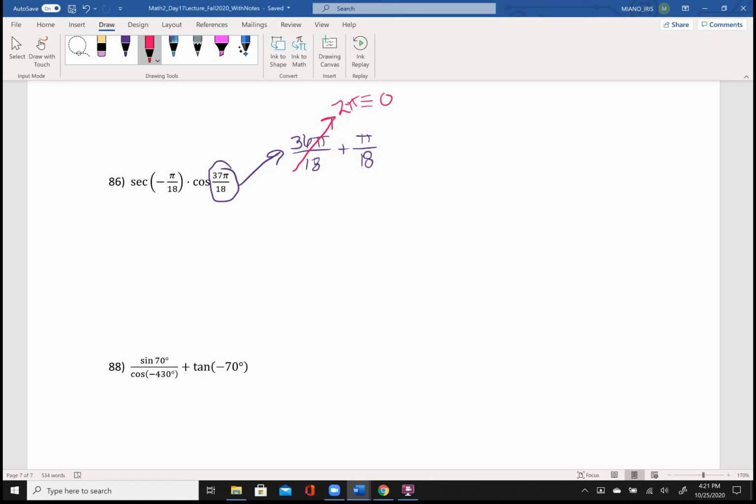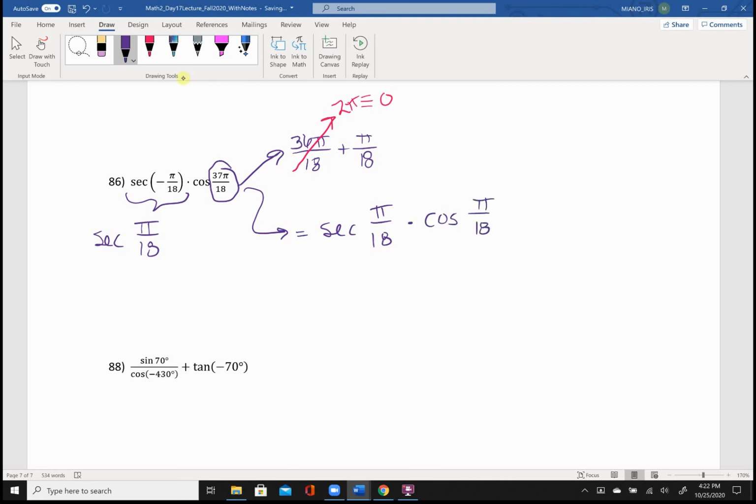Furthermore, secant, as the type of function that it is, whether it's odd or even, secant is an even one, right? So the fact that we have a negative pi over 18 inside of the secant, it's actually equivalent to secant of pi over 18. So we can do these two adjustments here and say that this has to be equal to secant pi over 18 times cosine pi over 18.